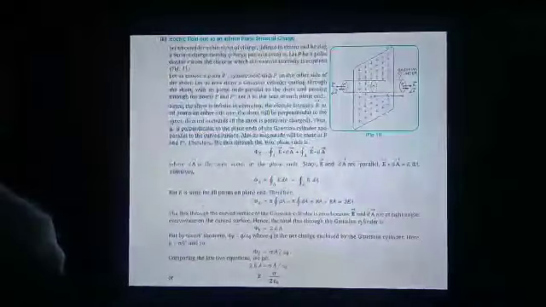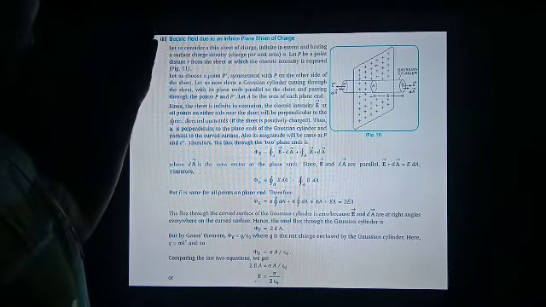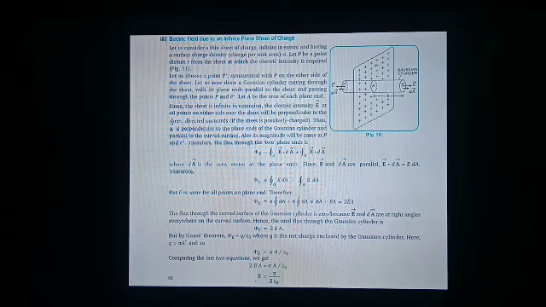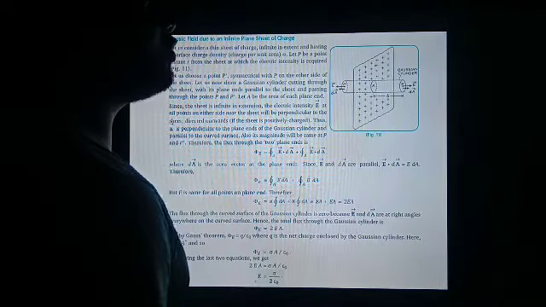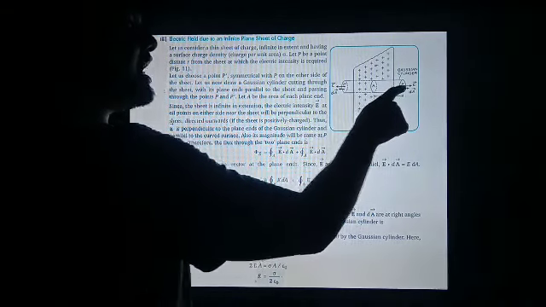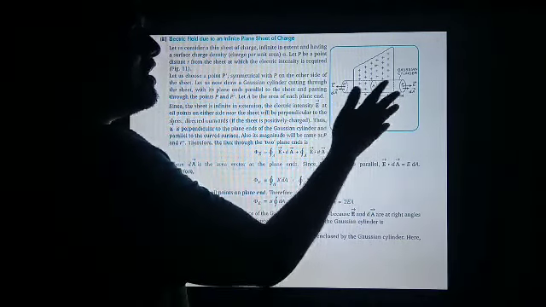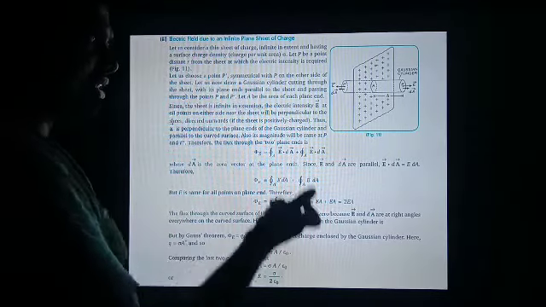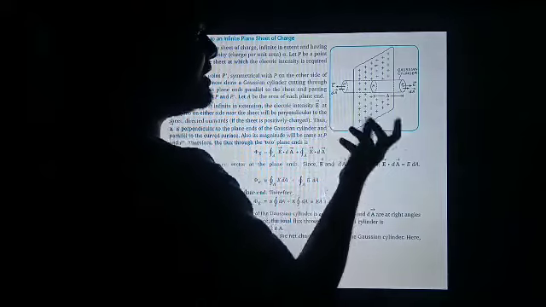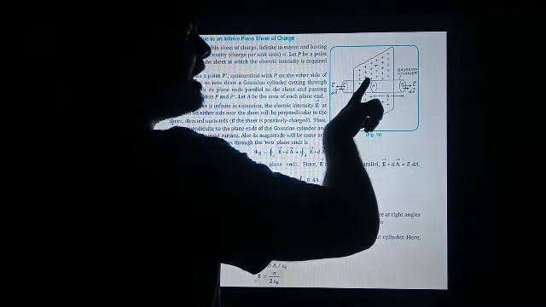The application of Gauss theorem, that is electric field due to infinite plane sheet. This is the plane sheet having some charge. So we have to obtain the electric field due to this plane sheet at this point. So the electric field is due to both surfaces of this plane sheet. So we will consider that the electric field is twice the electric field from one part or the other part.